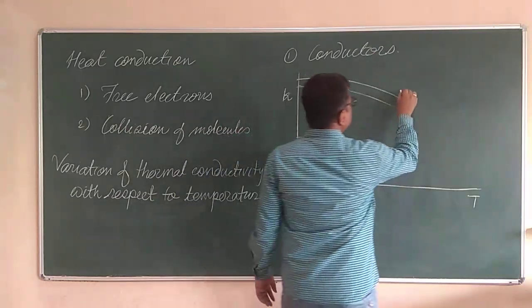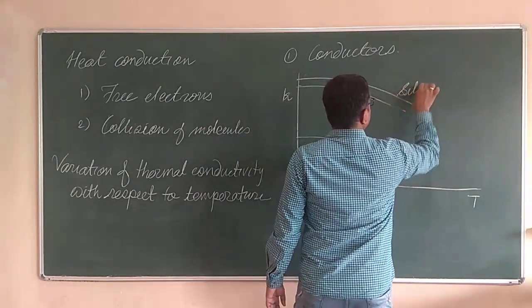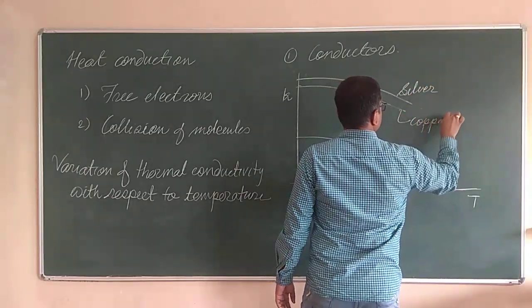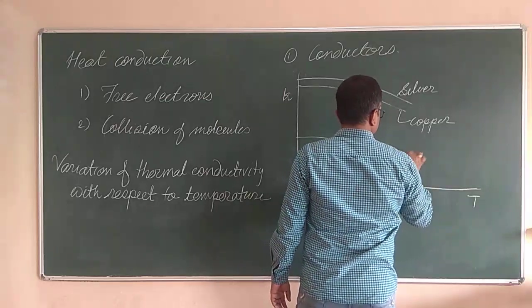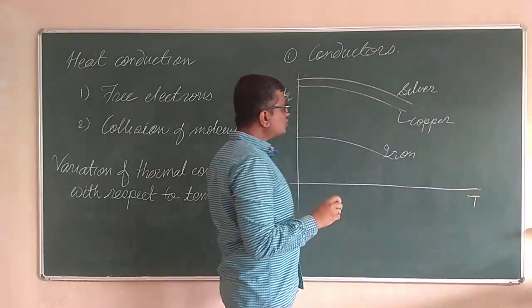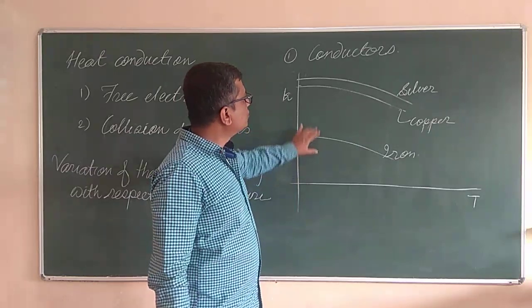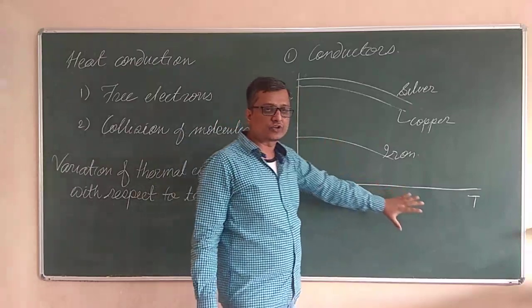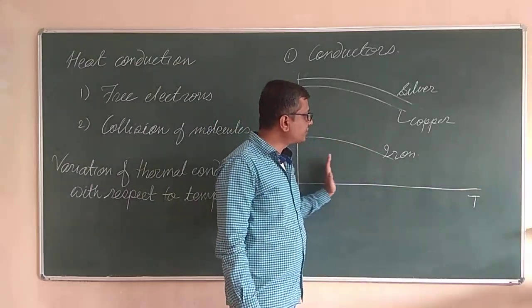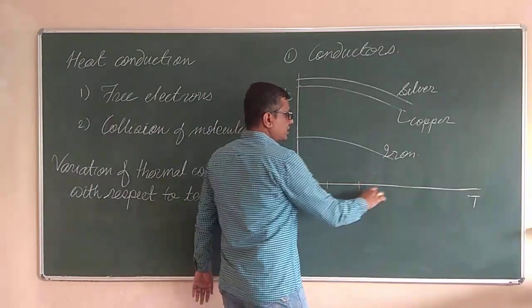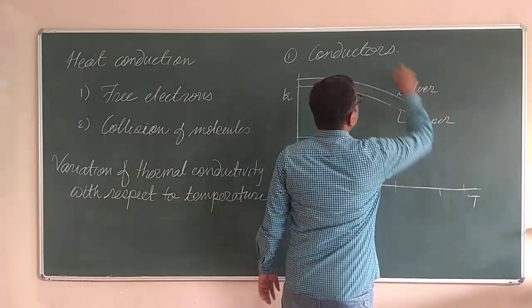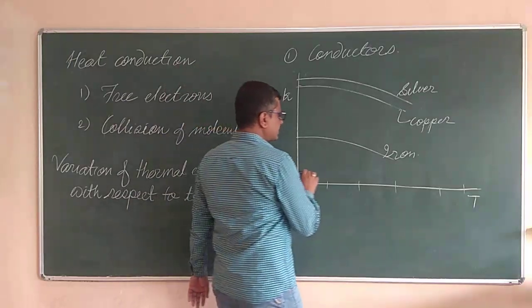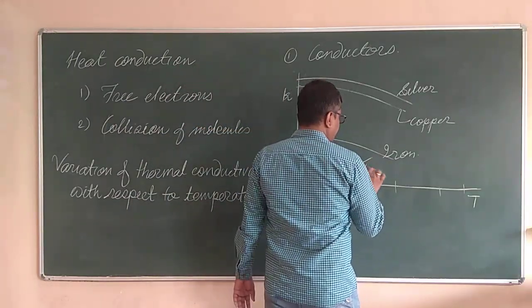So this is the silver, this is copper, iron, right? So most of the metals show the inverse variation of thermal conductivity with respect to temperature, it is decreasing. If we keep on increasing the temperature, the thermal conductivity of most of the conductors is decreasing. Only one exception is there, say the mercury, this is for Hg.